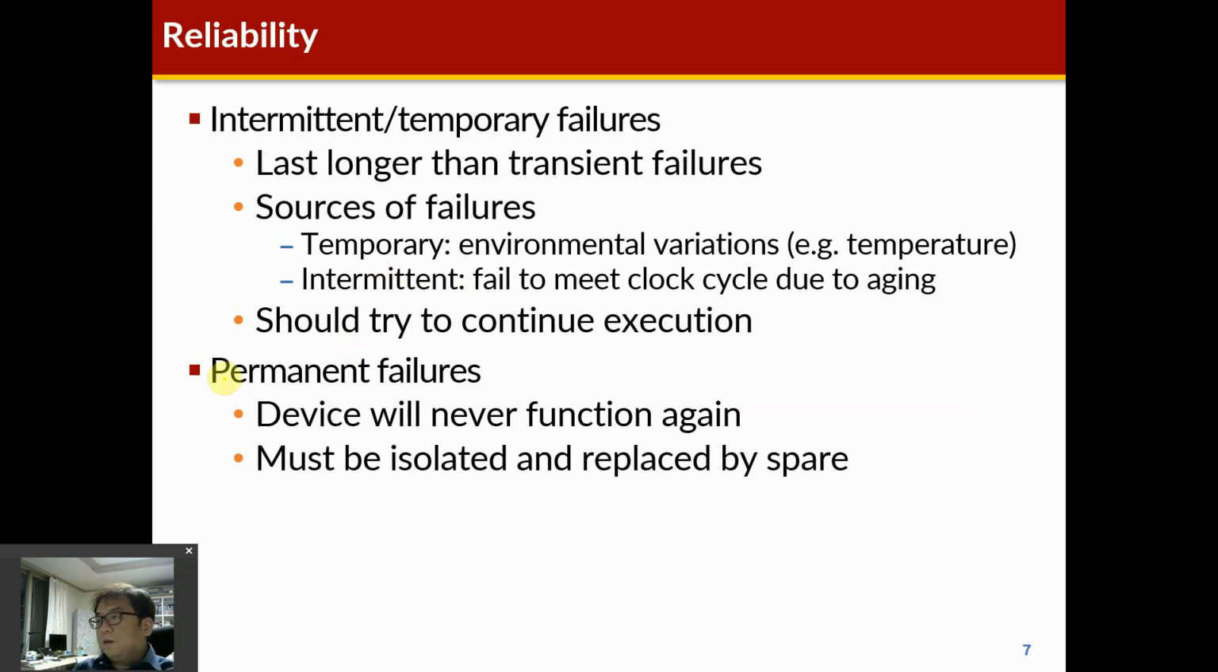There may also be permanent failures. A permanent failure means the device is totally broken down and will not work correctly again. In this case, we need to disable this device and then replace it. But how can we replace the device? We can make spare circuits to prevent permanent failures. I will explain reliability later.